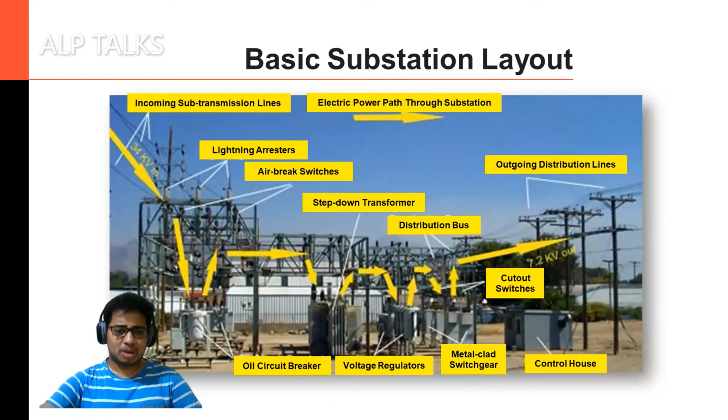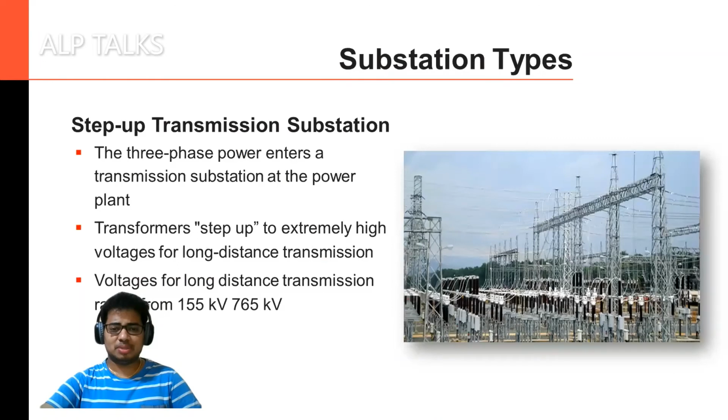Here you can see the lightning arrestor. We will have circuit breakers, and then we can have a step down transformer. This is the step down transformer. We can have a distribution bus, and here we have an oil circuit breaker and voltage regulator. We can see metal clad switchgear. We have cutout switches, the control house, and the outgoing distribution line. So this is the basic substation layout we can see in any substation.